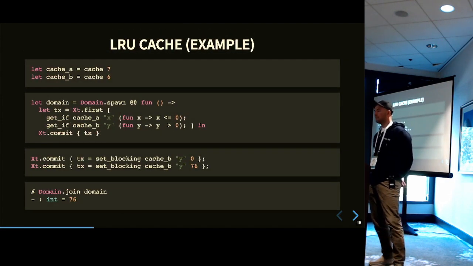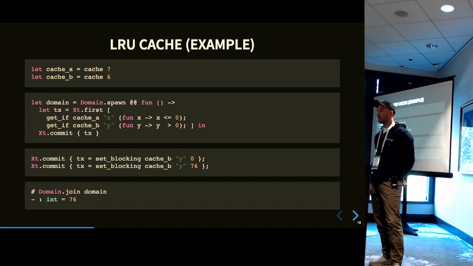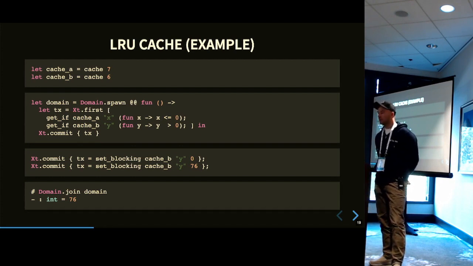Putting it all together, here's a simple example that creates a couple of caches and spawns a domain that blocks to conditionally get an element from one of the caches. Once a cache has been populated with a passing value, the domain completes.